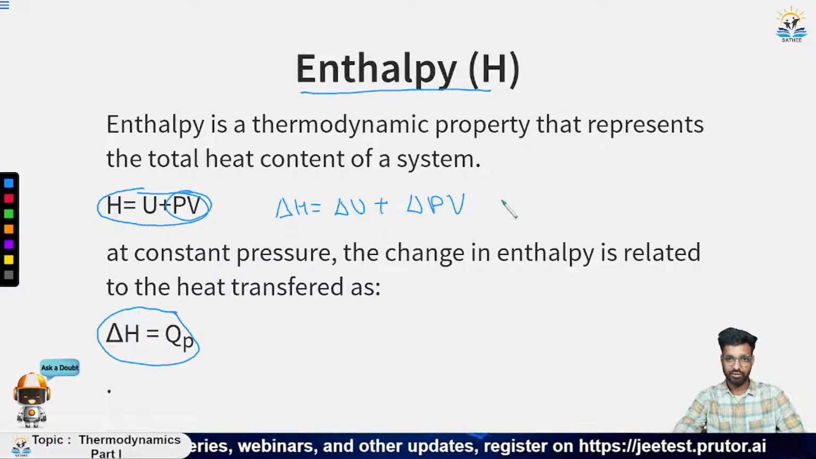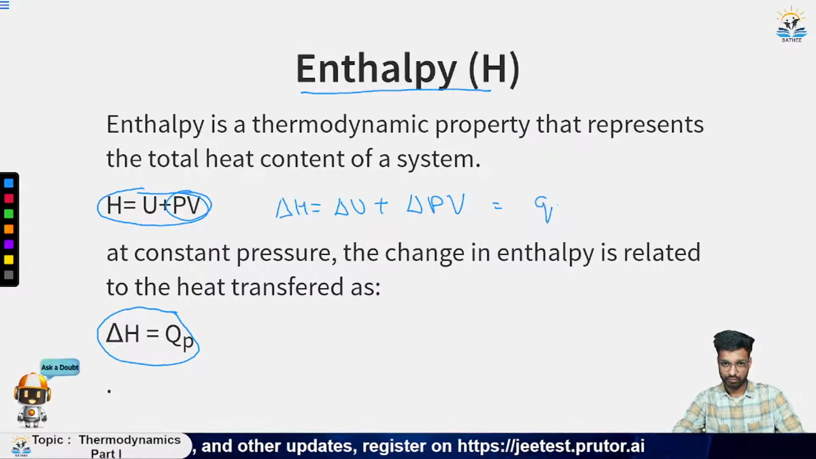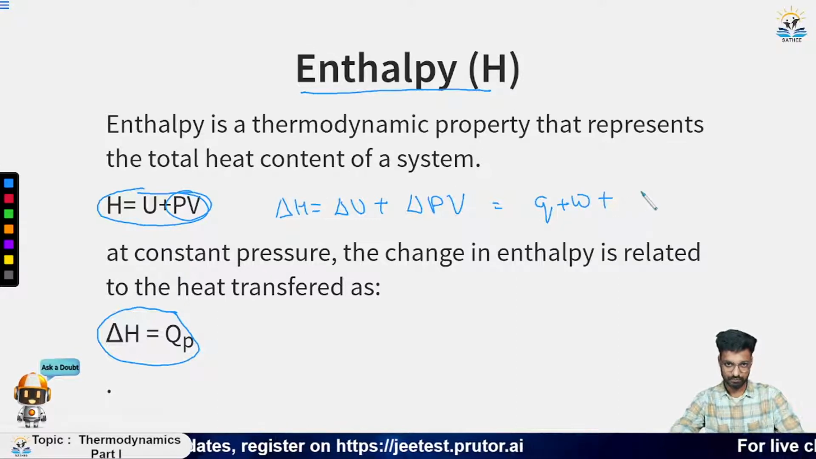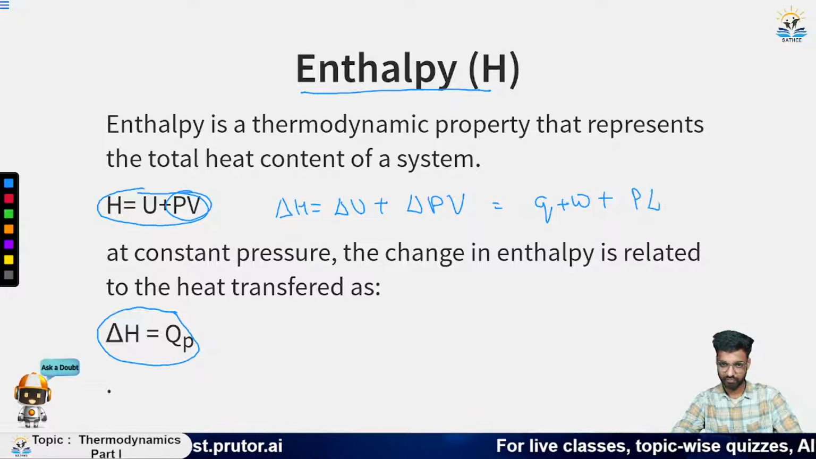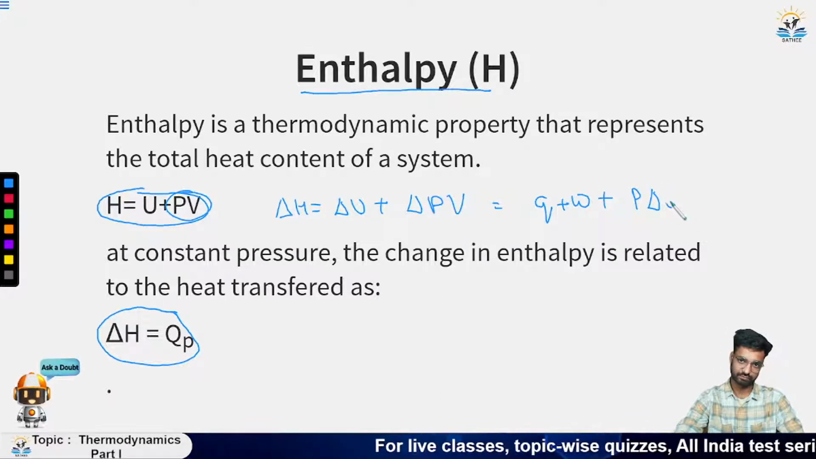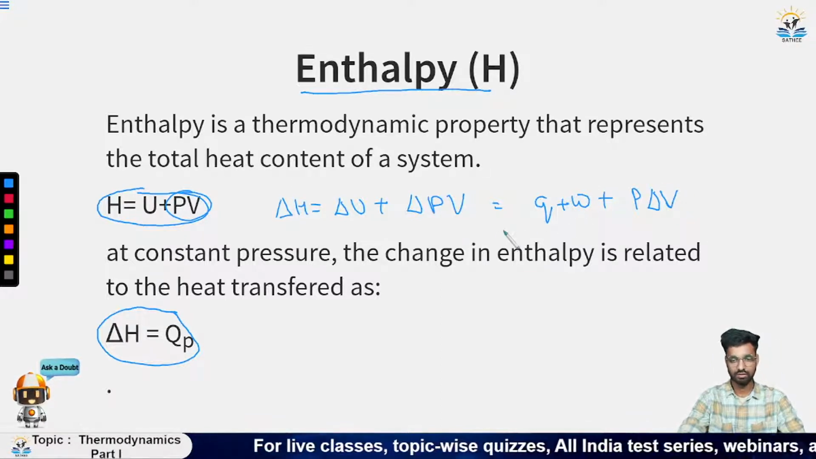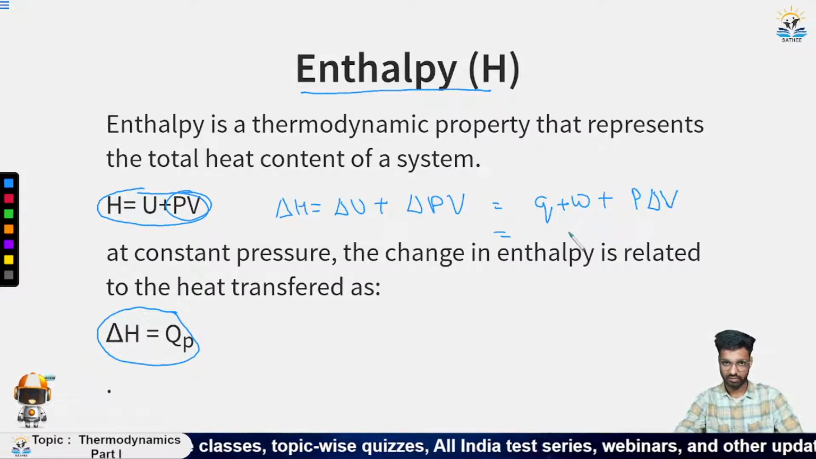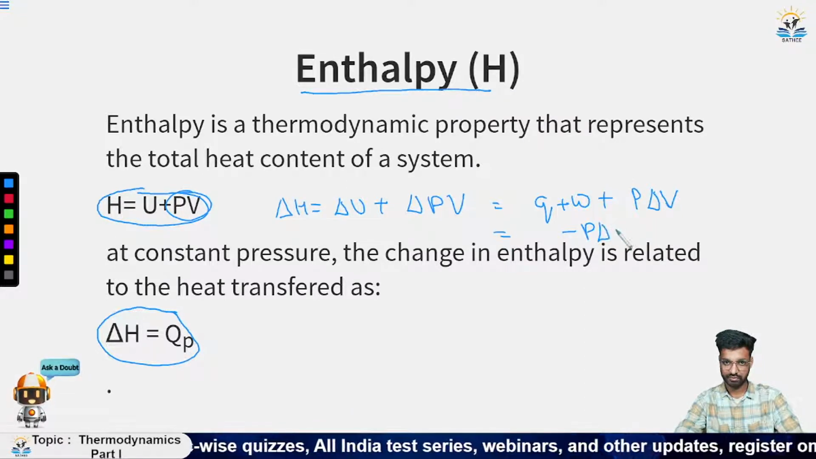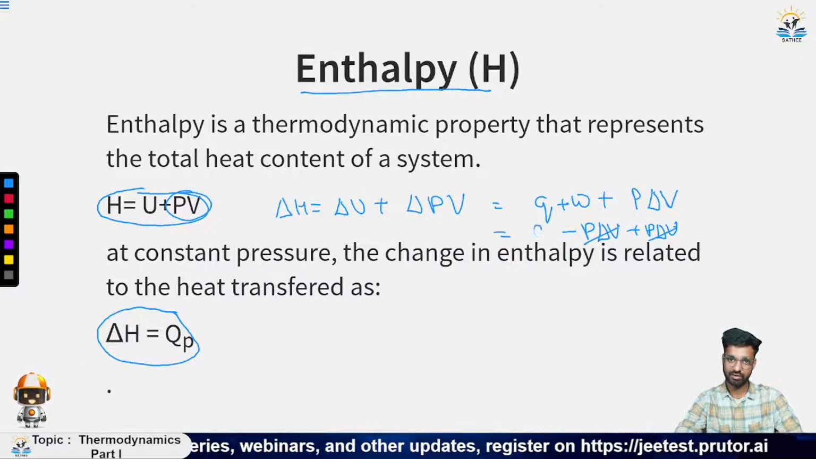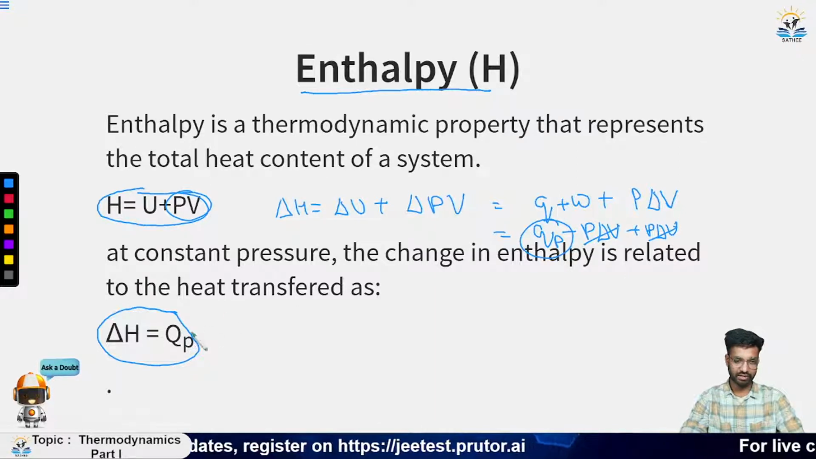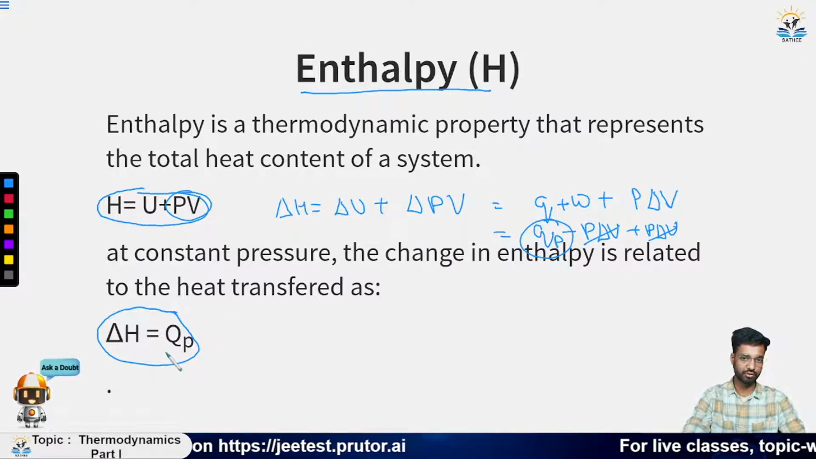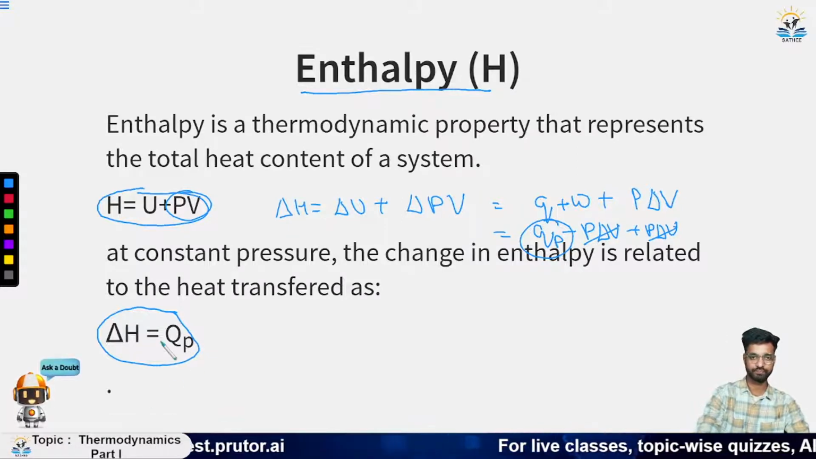We know that delta U = Q + W. And since pressure is constant, the work W is equal to minus P delta V. So this P delta V will cancel out and it will be equal to Q, and that also at constant pressure. This is just a notation, both are the same. So it is QP. So delta H = QP.